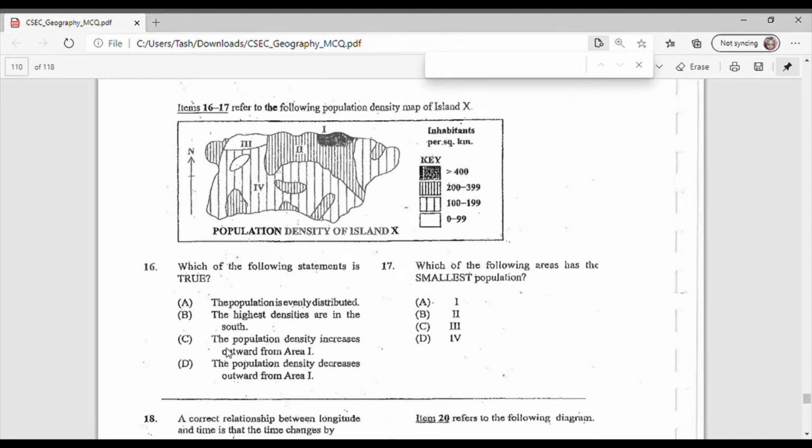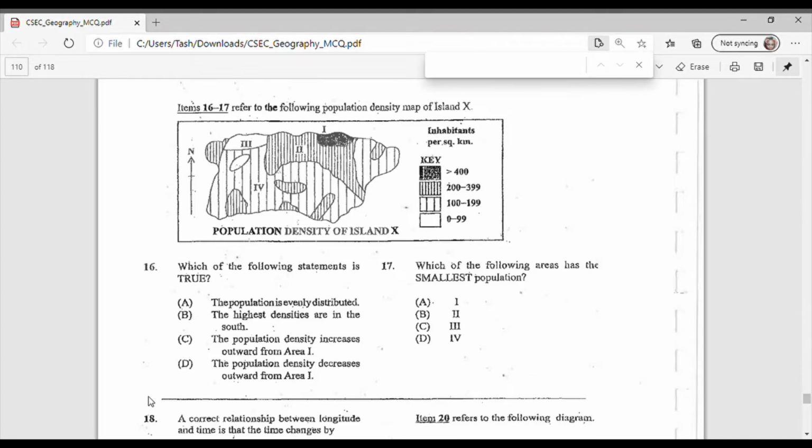For number C, letter C, sorry, the population density increases outward from area 1. So 1 is here. Increases outwards, no, because 1 is the highest population density. And letter D, the population density decreases outward from area 1. So we would have this here, which is greater than 400, here 200 to 399, here 100, etc. So our answer for number 16 would have been letter D.